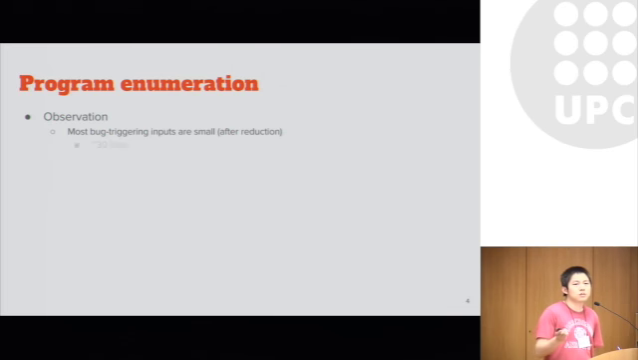So here is where we come in. We propose an idea of program enumeration to test compilers. Our work is based on the observation that most interesting testing programs, that is bug-triggering programs, are usually very small. Even if a program is large, it can finally be reduced to a very small piece of code.